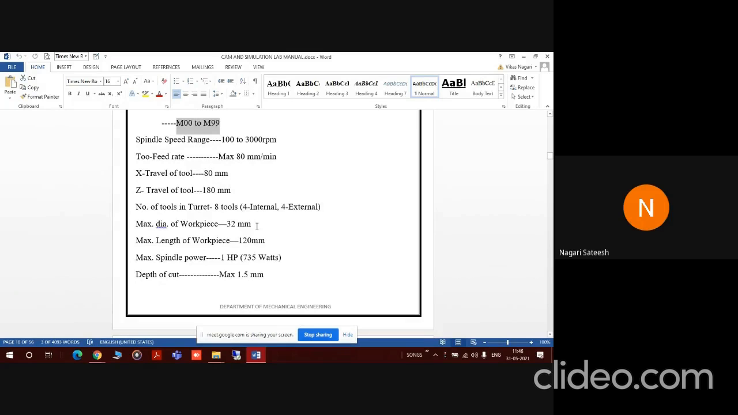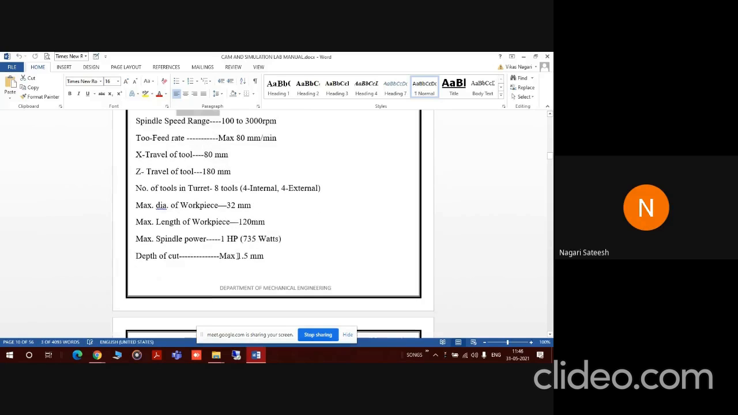Generally, 1, 3, 5, 7 odd numbers are given for the external operations, and 2, 4, 6, 8 are given for the internal operations. The maximum diameter of the workpiece we can locate into the chuck is 32 mm. The maximum length of the workpiece we can accommodate in the chuck is 120 mm. So 32 mm dia by 120 mm length is the maximum size of workpiece we can insert in the chuck.